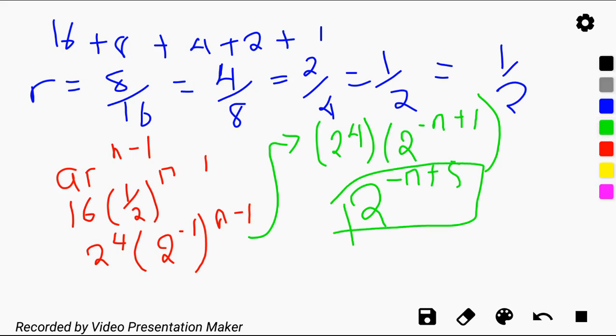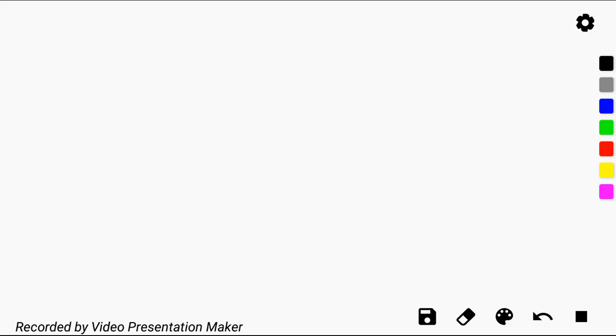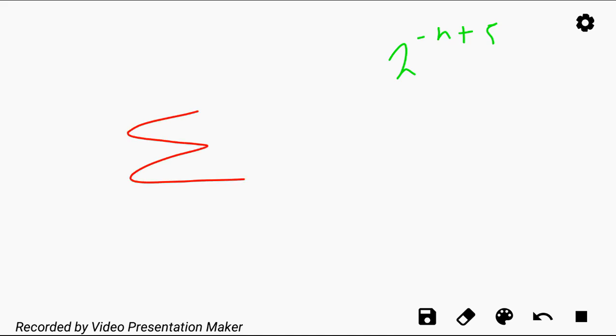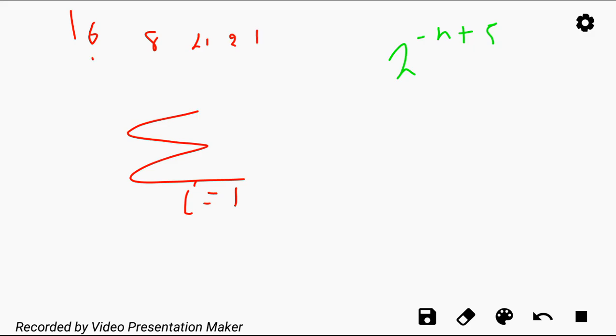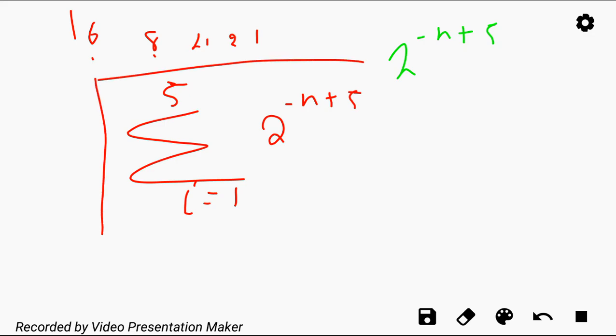So I'm going to say this is going to be 2 to the power negative n plus 5. My sigma notation is going to be i starting from 1. How many things did I have? I had 16, 8, 4, 2, 1. That's 1, 2, 3, 4, 5. I had 5, so starting from 1 to 5, and then this is to the power 2 minus n plus 5. If I plug in my 1, it should give me a 16. Yeah, it's going to be 2 to the power 4. If I plug in my 2, it should give me that. Yeah, so this is my sigma notation.